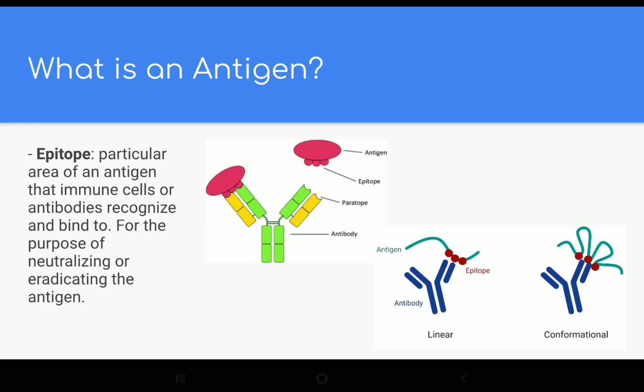So, what is an antigen? An antigen is essentially a molecule or molecular structure usually present on the surface of pathogens or foreign substances, which can trigger an immune response. An epitope, however, is a particular area of an antigen that immune cells or antibodies can recognize and bind to. The precise recognition sites, known as epitopes, are what set off the immune system's reaction to neutralize or eradicate the antigen.